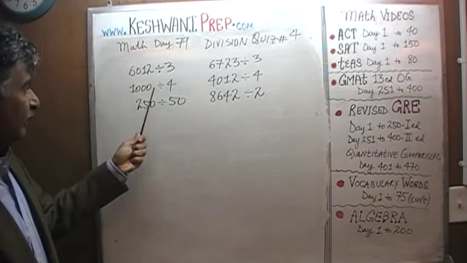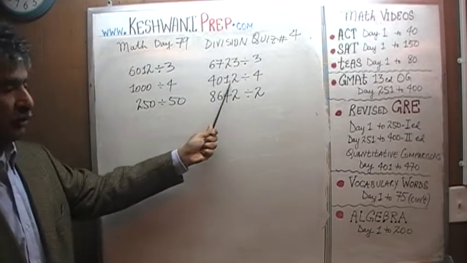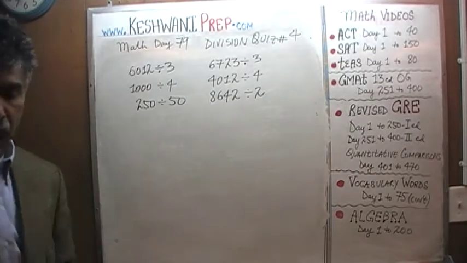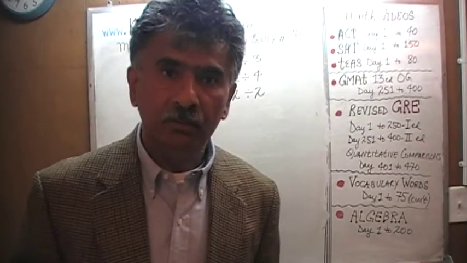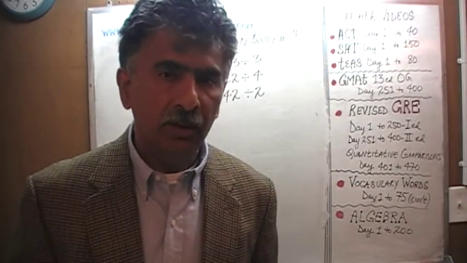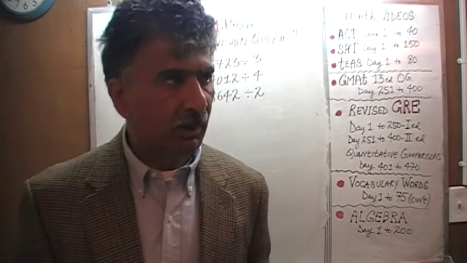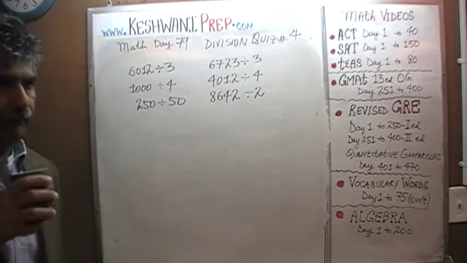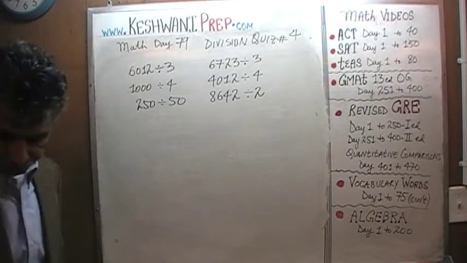6012 divided by 3, 1000 divided by 4, 250 divided by 50, 6723 divided by 3, 4012 divided by 4, 8642 divided by 2. I want you to do them yourself first, pause the video, do them yourself. Once you have done them, resume the video and then compare your work, as always, against the work that you and I will do together in a few seconds time. I'll give you 5 seconds to be able to pause and unpause the video, okay? Here we go.